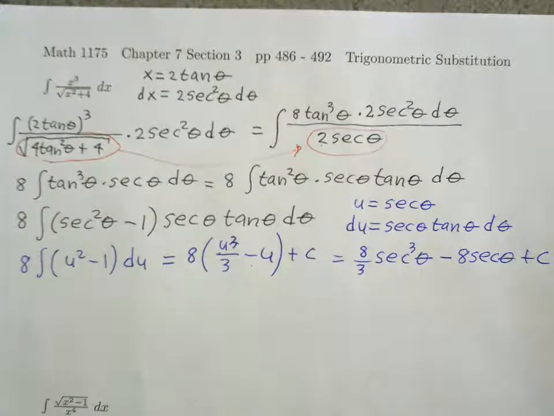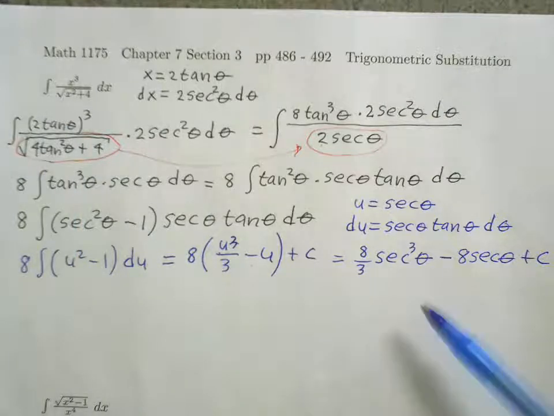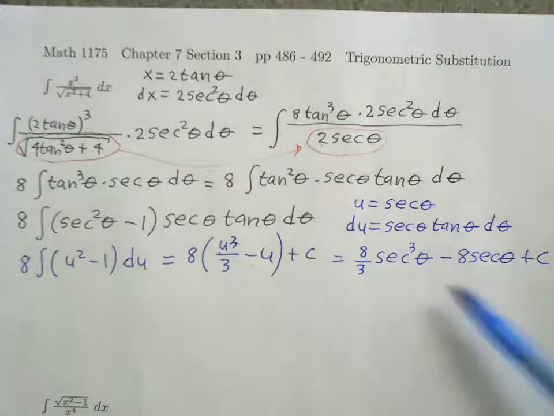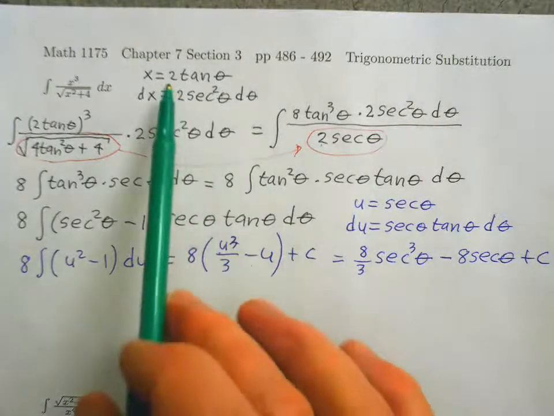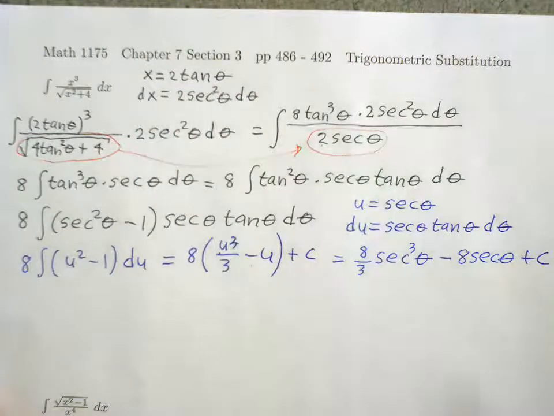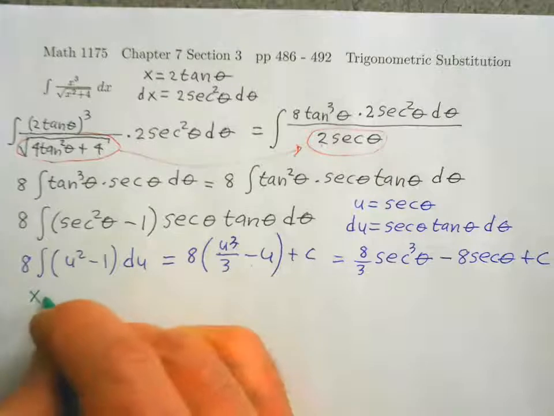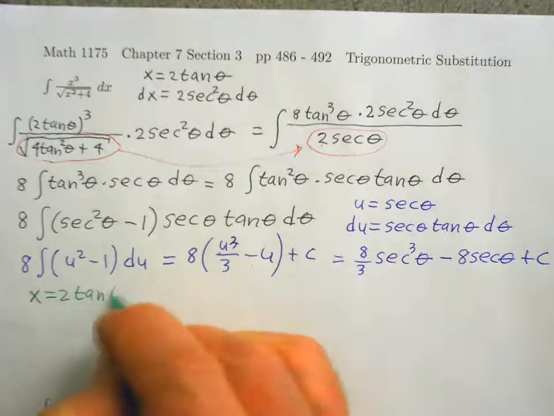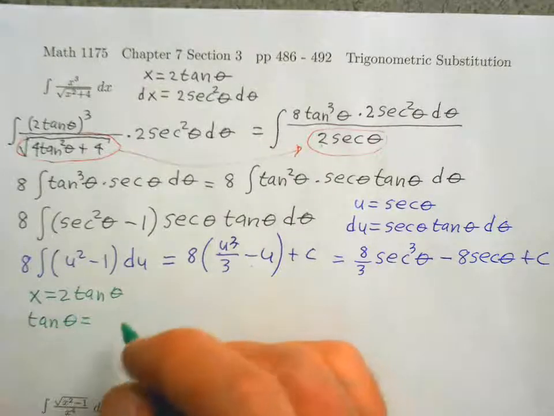Well, we're still not done because the original integrand is in terms of x. So now we have to find something to replace secant of theta with that's written in terms of x. We use our original assignment, x equals 2 times tangent of theta, to help us do the rest. So we picked the substitution x equals 2 times tangent of theta, and that means tangent of theta is equal to x over 2.